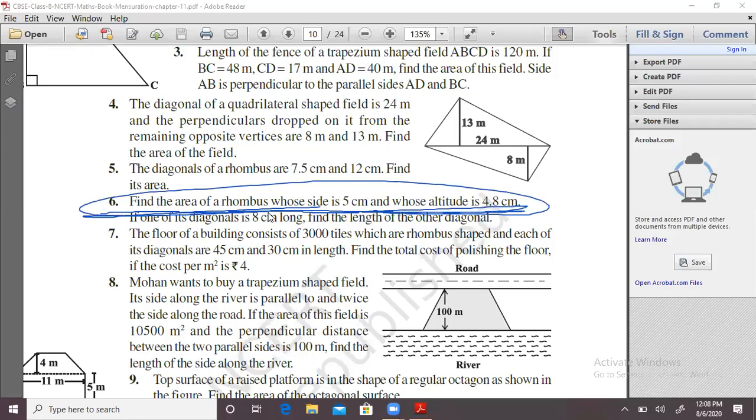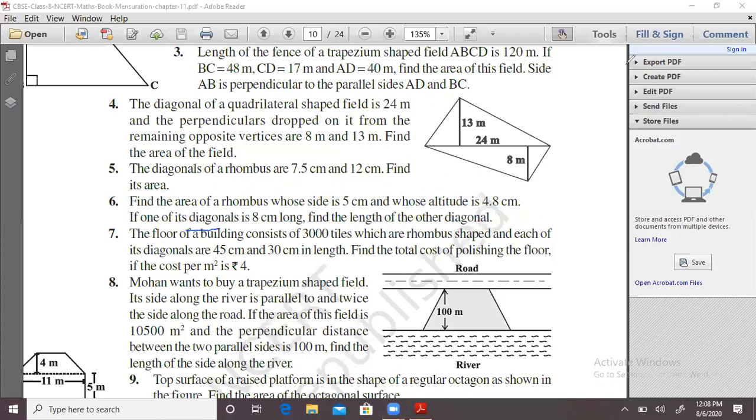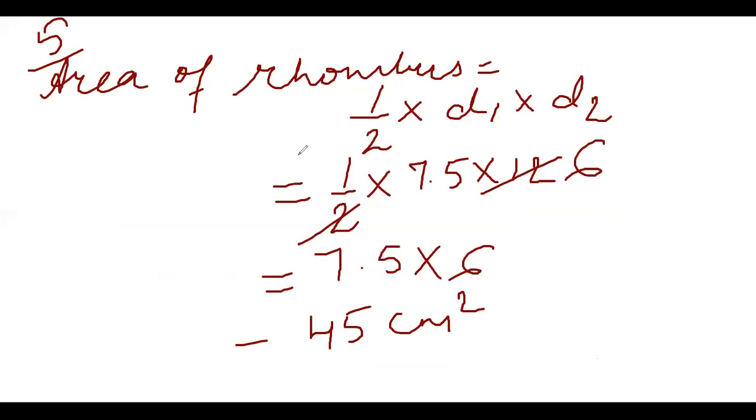So you can find out area because rhombus is also a parallelogram. So you can find out area by using base into height. Side is 5, so base is 5. Height will be 4.8. Altitude means height, perpendicular distance. So you can find out area from here, right? Then next they are saying one of the diagonal is given 8 centimeter long, find the other diagonal. Now to find out other diagonal we need area. Firstly we will find out area of rhombus in this question, using base and height.